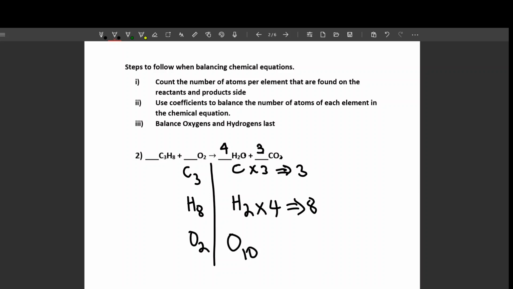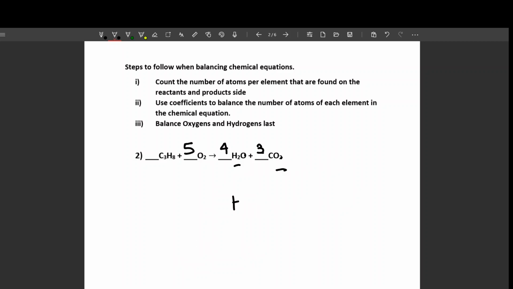Okay, so my carbons are balanced, my hydrogens are balanced. It's only my oxygens that are not balanced right now. What can we do to balance them? We can multiply this oxygen here by 5 to give us 10, and then we can add our 5 there, and that's balanced, right? What we can do then is move on to verify that we have correctly balanced our chemical equation.